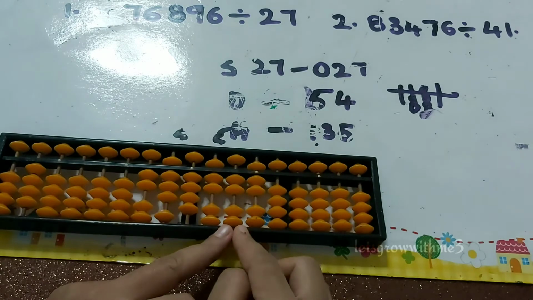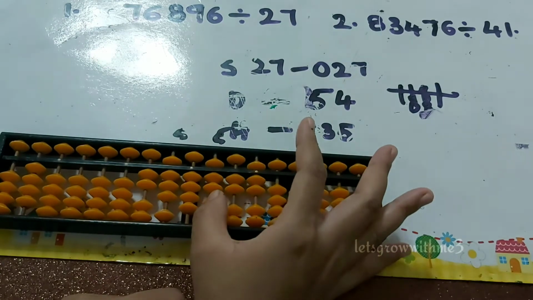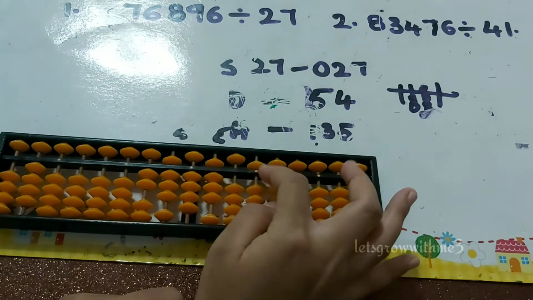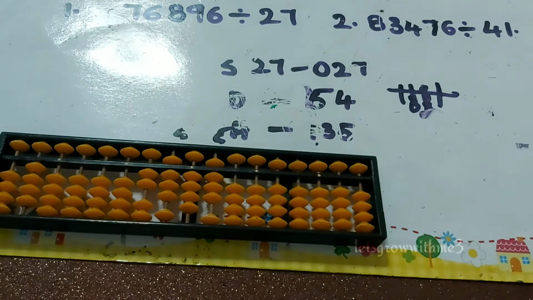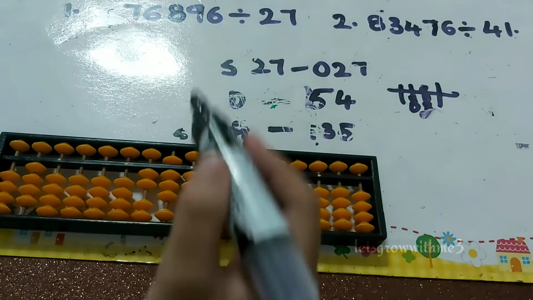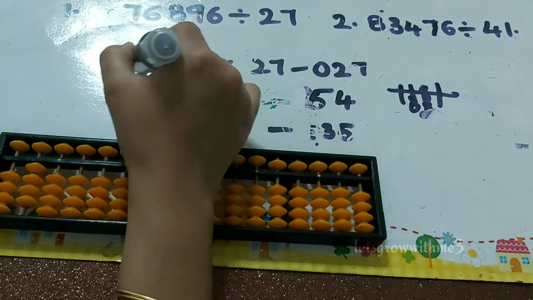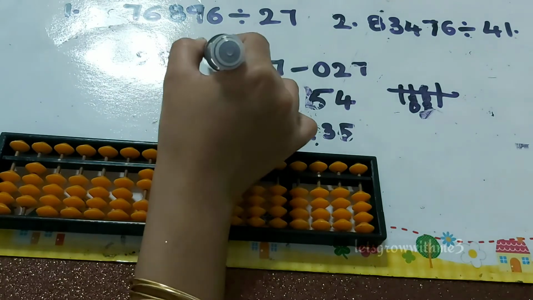So again I can divide with my dividend. So how many times? 1 time, and I have to remove 27. So what's the answer? 2848.